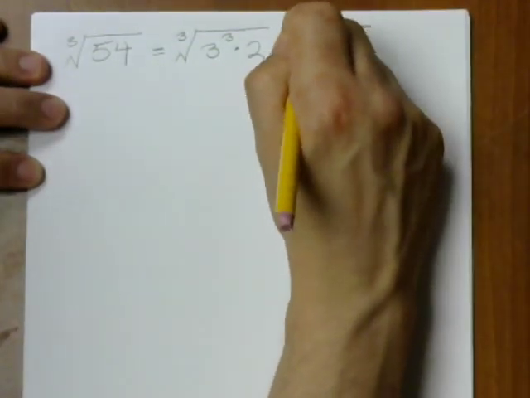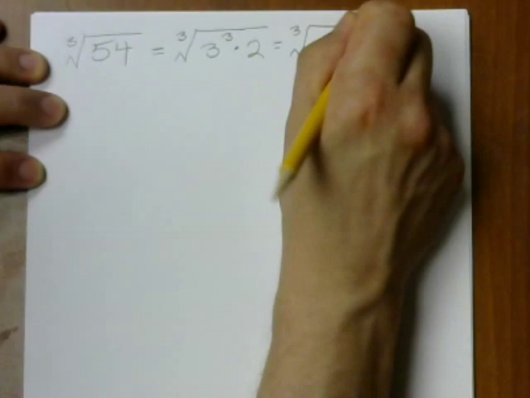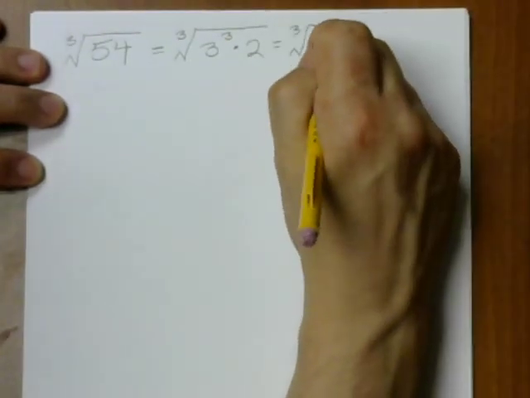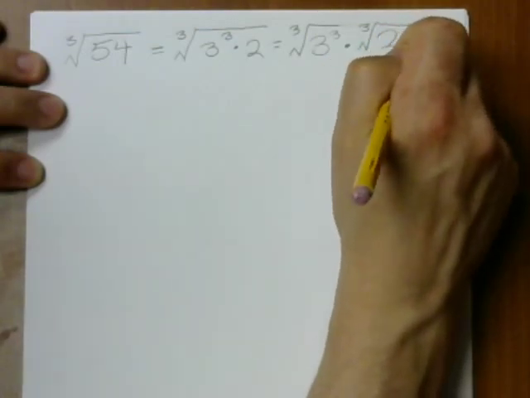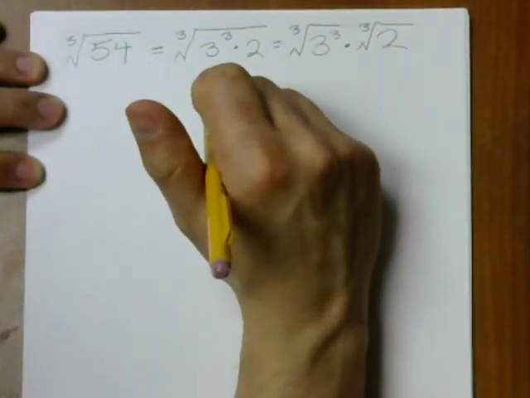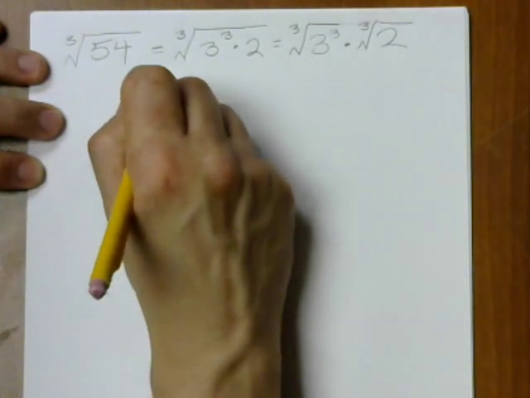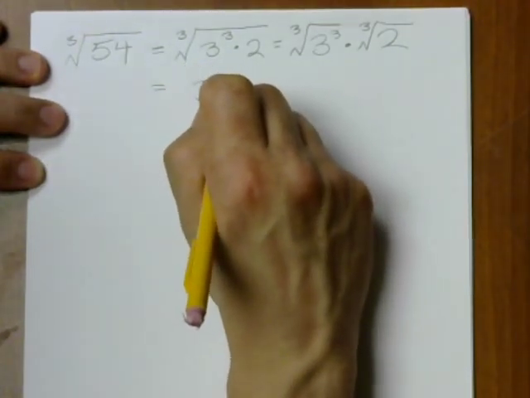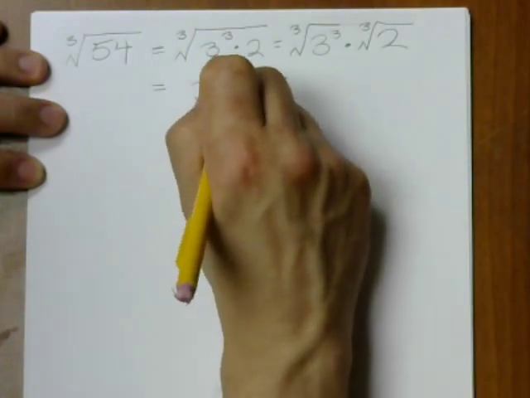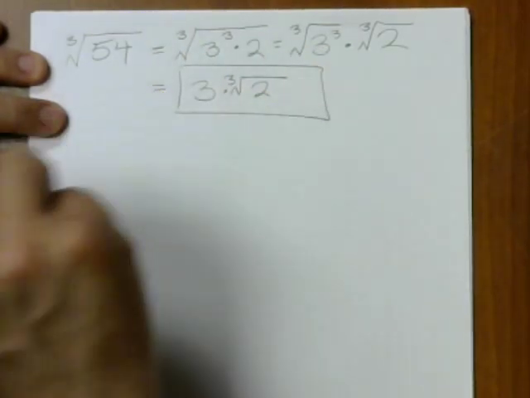Well, what I can do is split this up. I can say, hey, this is going to be the cube root of 3 cubed times the cube root of 2. Well, I know what this is. This is going to be just 3. And this is going to be 3 times the cube root of 2. That's the best I can do here.